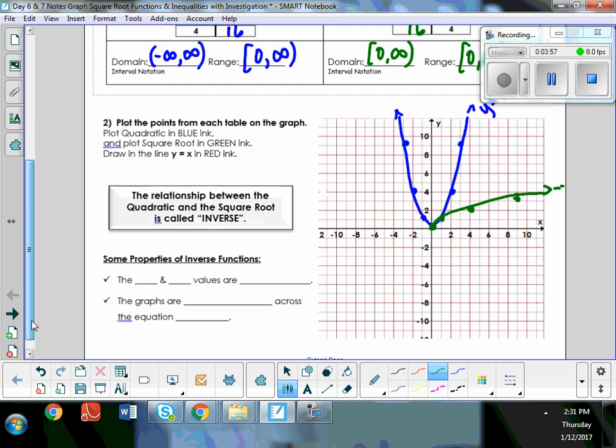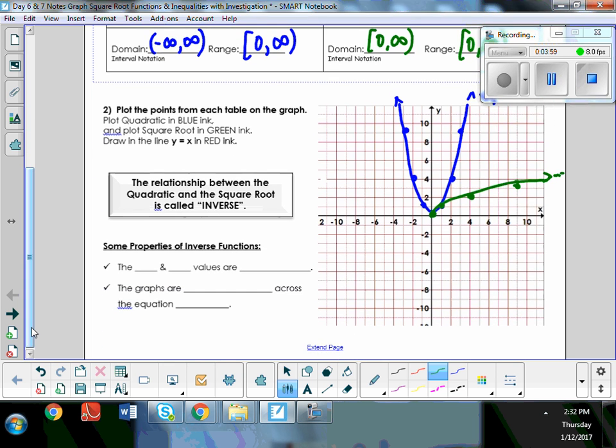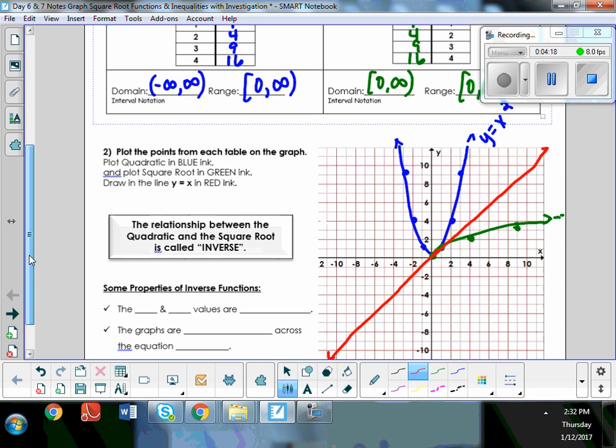Next it says draw in the line y equals x. That's the parent linear function in red ink. So it cuts the graph in half in a positive direction. So there's my parent linear function. Okay, so what do you notice about the green and the blue graph?